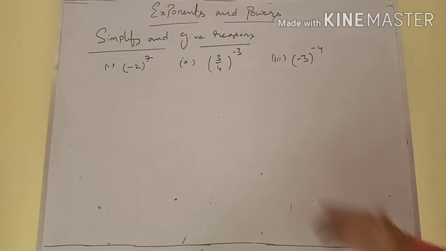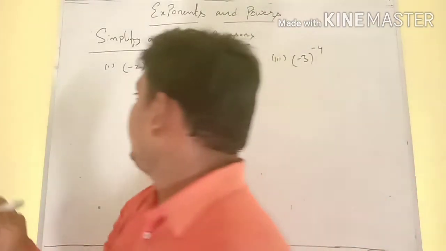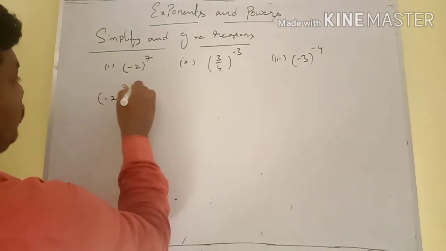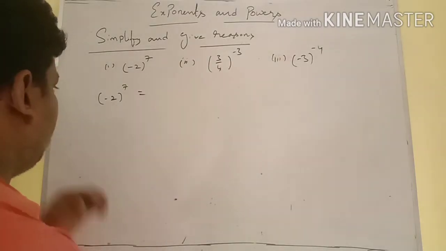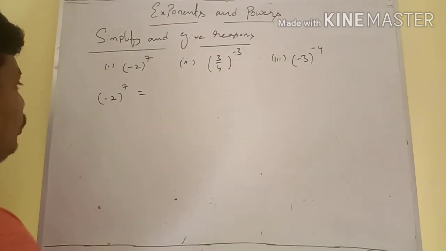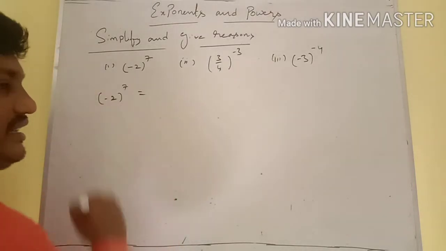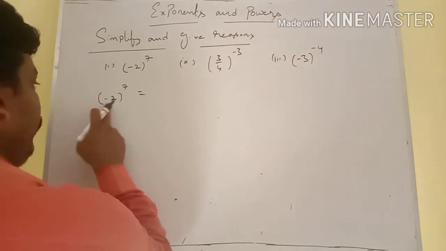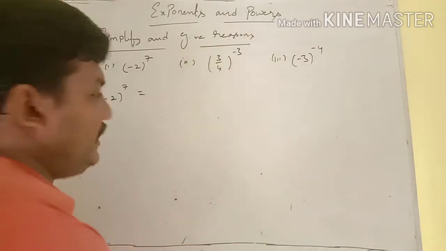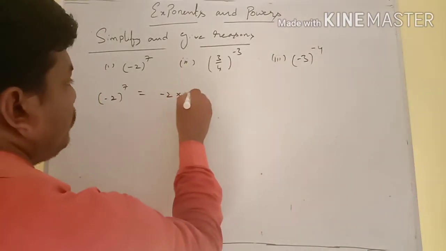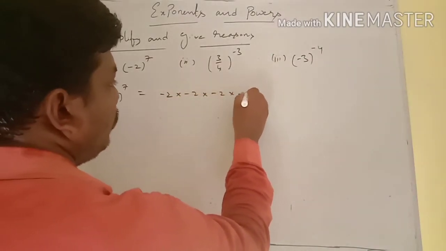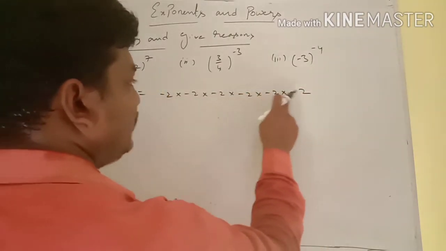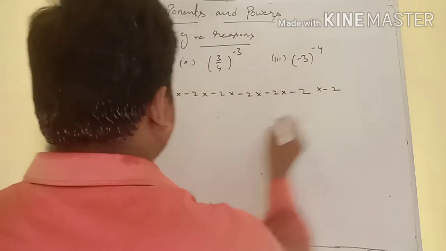Now you can see, simplify and give the reasons. In the first question we have minus 2 whole to the power of 7. We know that minus 2 is the base and 7 is the exponent. When minus 2 is repeatedly multiplied 7 times, it is minus 2 into minus 2 into minus 2 into minus 2 into minus 2 into minus 2 into minus 2. How many times? 1, 2, 3, 4, 5, 6 and 7 times.